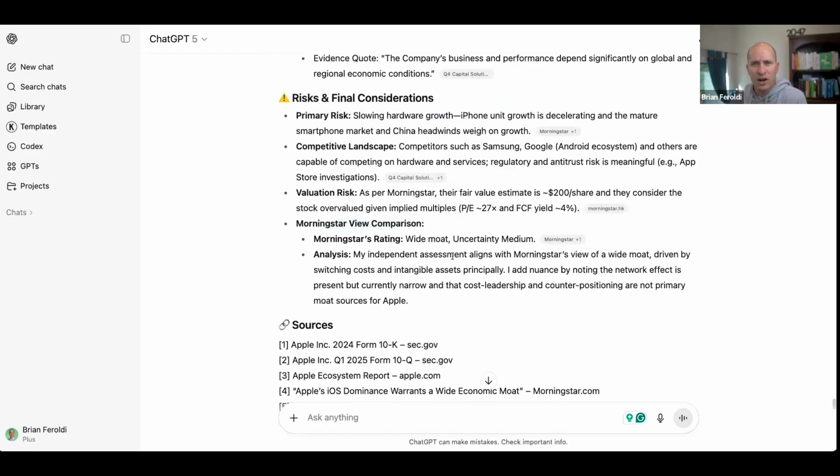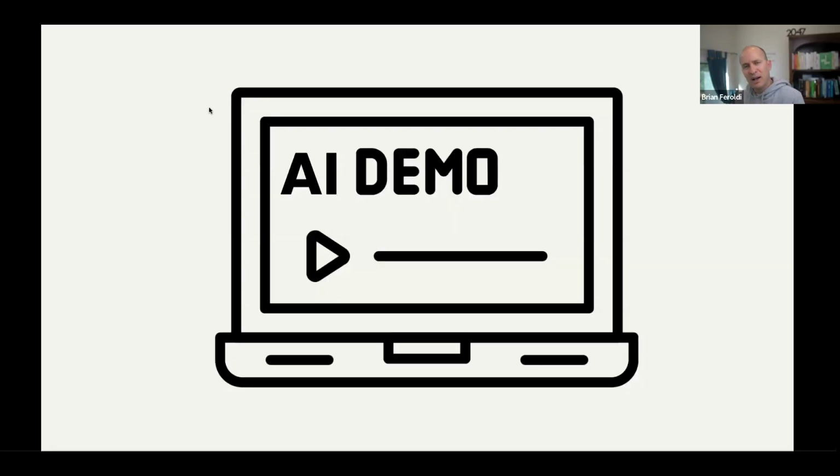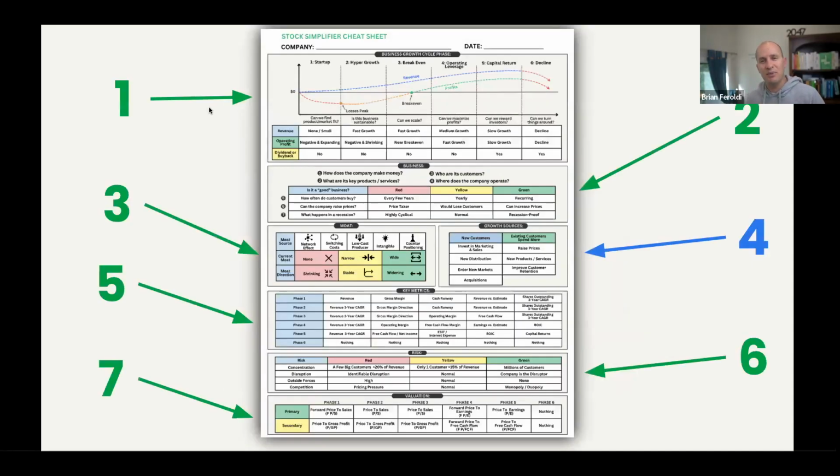And then Morningstar gives it a wide moat, uncertainty of medium, and my analysis aligns with Morningstar's switching costs and intangibles principally. So AI agrees that there are switching costs involved, that Apple has a wide moat, and I would agree with that.